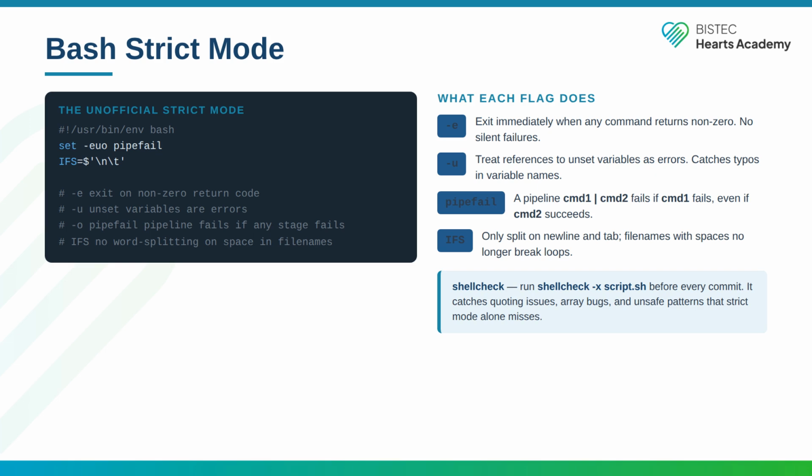Adding IFS set to newline and tab prevents word splitting on spaces in file names. Together, these 4 lines turn bash from a fragile glue script into something you can trust in production.